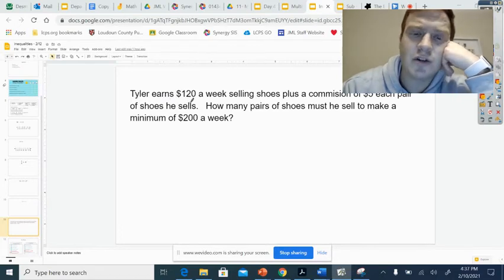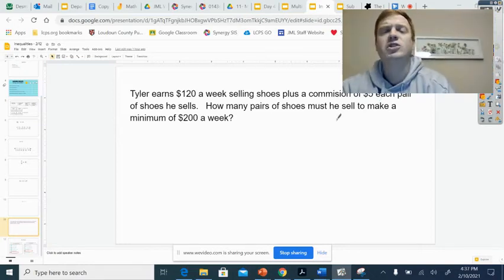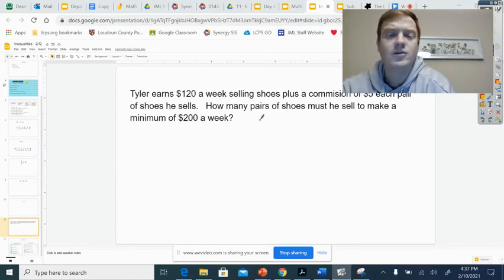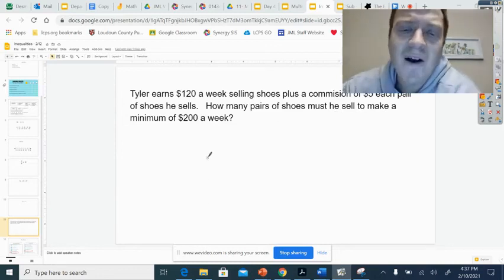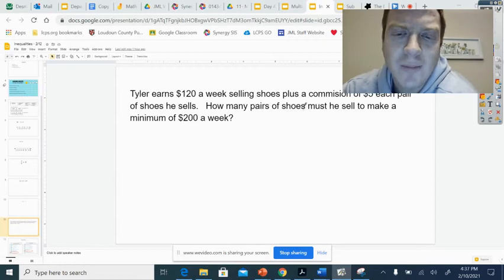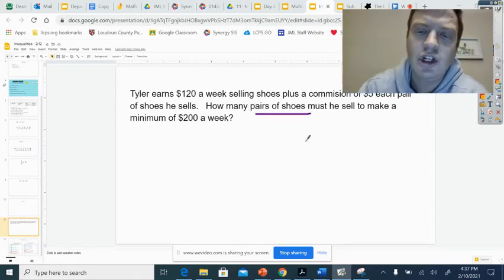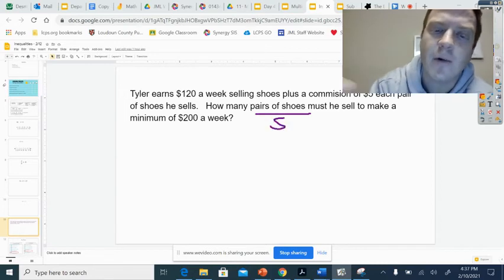Tyler earns $120 a week selling shoes, plus a commission for $5 of each pair of shoes he sells. How many pairs of shoes must he sell to make a minimum of $200 a week? So first, to find your variable, ask yourself, what number are they looking for? They're looking for the number of shoes. So I know shoes, S, will be my variable.